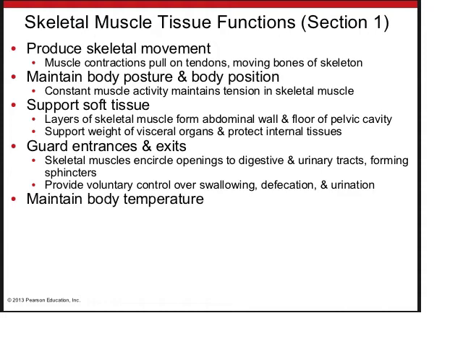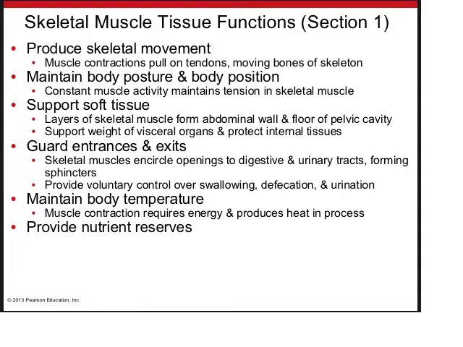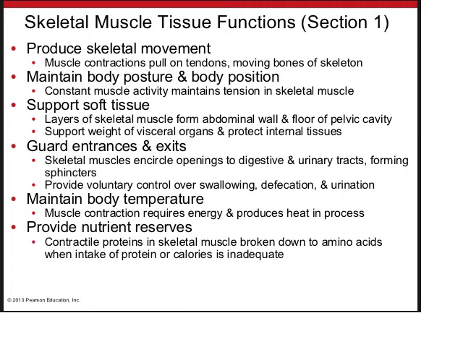It also helps to maintain body temperature through shivering thermogenesis, where we convert chemical potential energy into the energy of heat by hydrolyzing ATP. It also provides a nutrient reserve. Contractile protein in the skeletal muscle is broken down into amino acids when the intake of protein or calories in the diet is not adequate to meet needs.